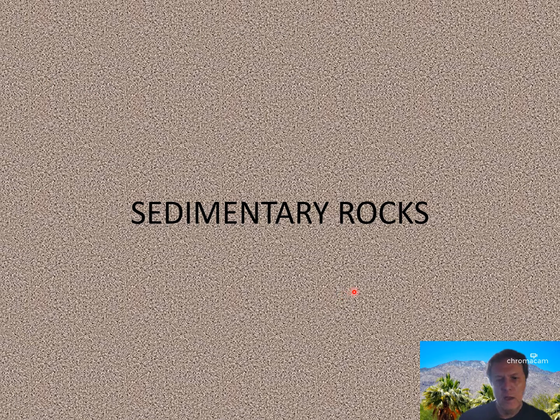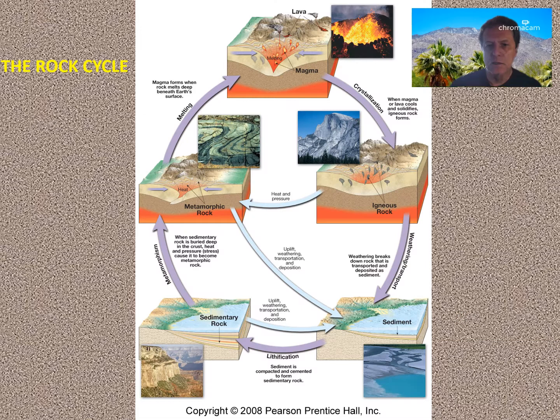Now that you understand sediment a bit better, let's talk about sedimentary rocks. This should look familiar to you. This is the rock cycle, the cycle in geology in which one type of rock can turn into any other type of rock. Let's concentrate on the bottom here. It has to do with sediment and sedimentary rock.